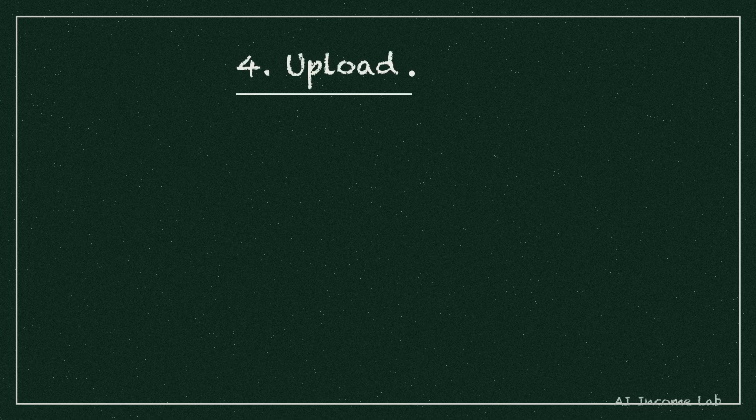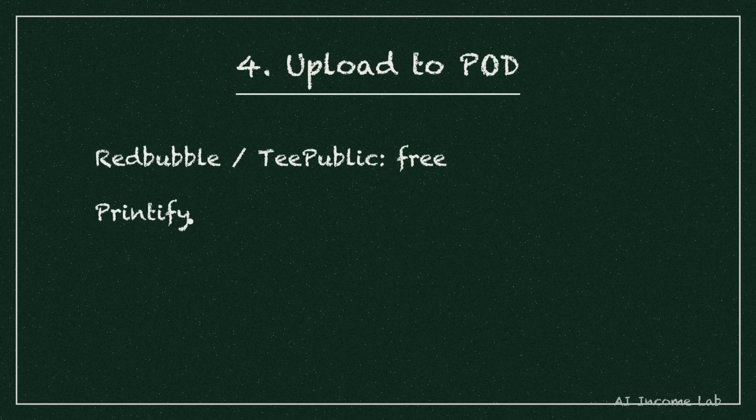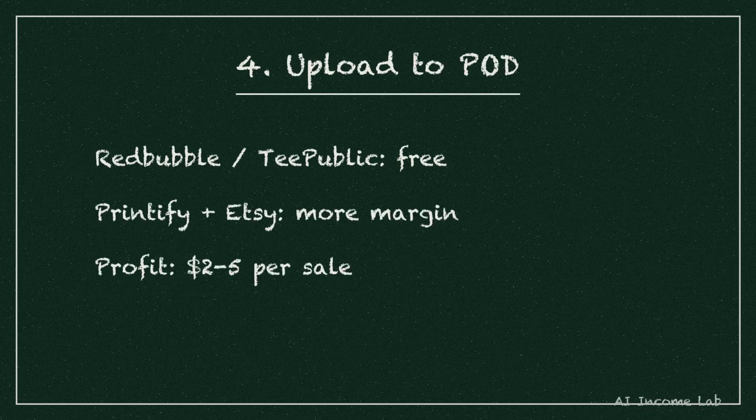Step 4. Upload to print-on-demand platforms. Redbubble and TeePublic are free, they print and ship everything. Printify connected to Etsy gives you more margin, but Etsy charges a small listing fee. The catch: platform fees eat your cut. Expect $2 to $5 profit per sale, not 20.